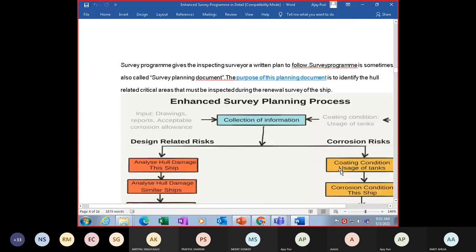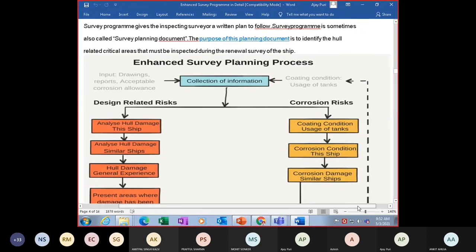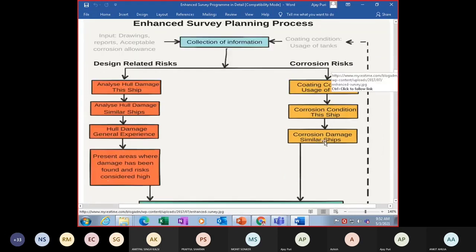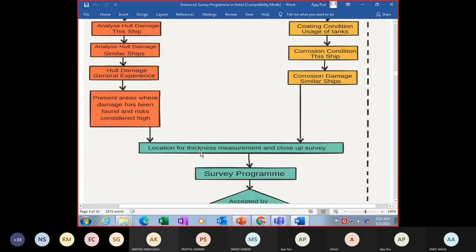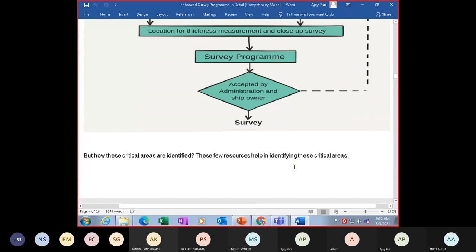इसमें आपका जैसे ये आपकी इंफॉर्मेशन क्या क्या आएगी. So you have your collection of information about coating, corrosion of sister ships, analyze hull damage of sister ship, hull damage of general experience, areas where you have got high risk. Then you have location of thickness measurement and close-up survey. तो किस एरिया की thickness measurement करनी है और किस एरिया की close-up करनी है वो determine कराओगे. That is the survey program and that is accepted by administration and ship owner.